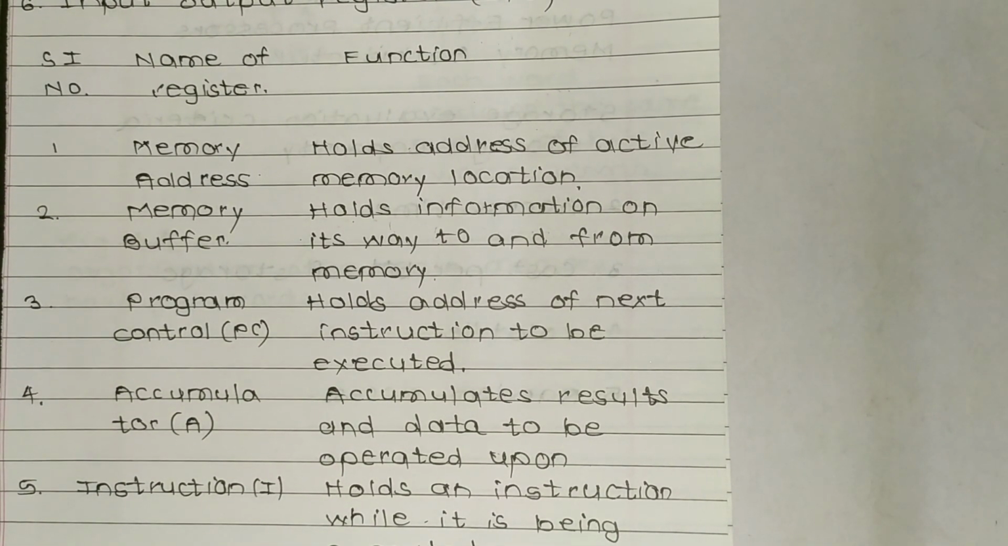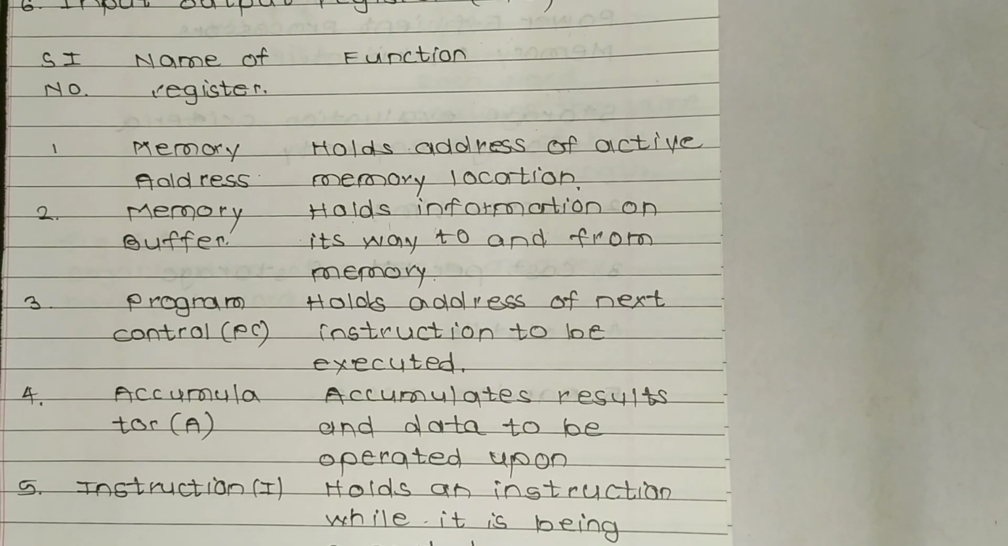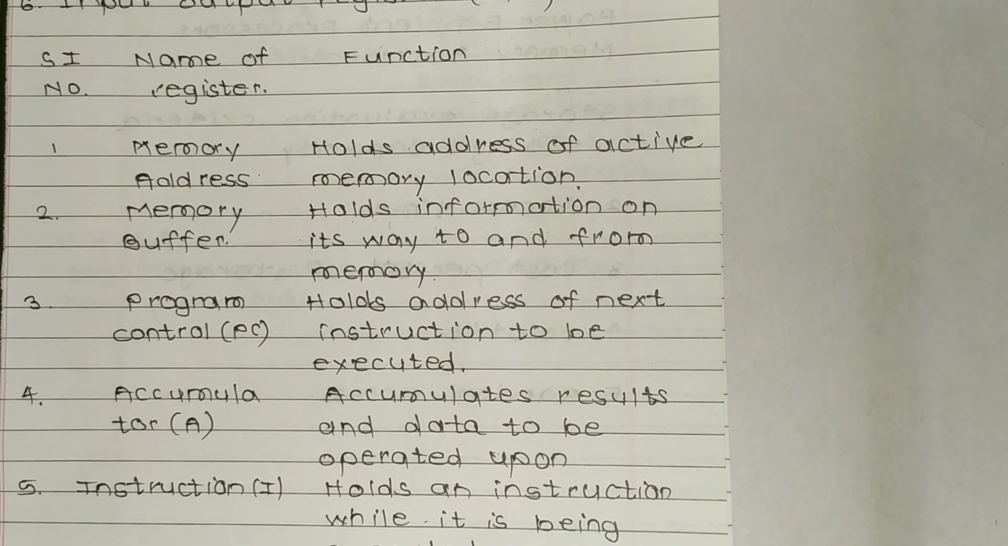Although the number of registers varies from computer to computer, there are some registers common to all computers. The functions of these registers are described below. Each of these registers possesses the ability to receive information, hold it temporarily and pass it on as directed by the control unit. 1. Memory address register, MAR.